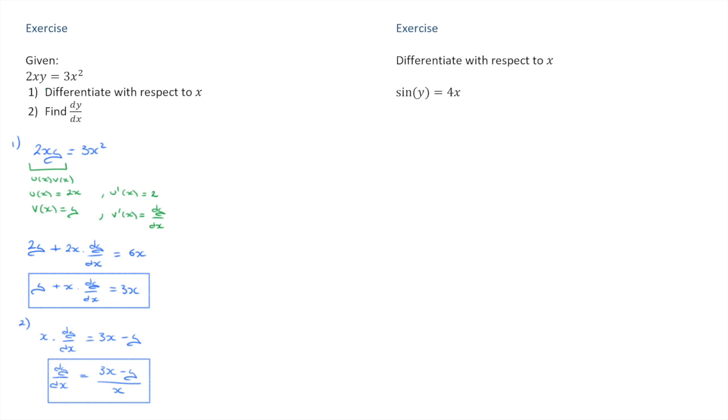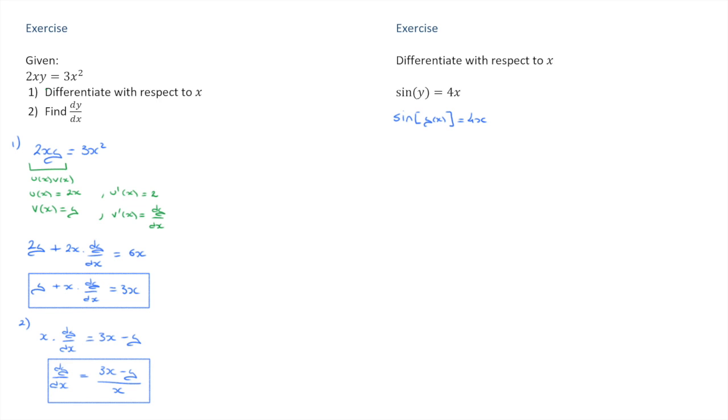The second example we're given, we're asked to differentiate with respect to x again, the expression sine of y equals 4x. Now to begin with, let's just rewrite this, replacing y by y of x, as follows. That's sine of y of x equals 4x. Now the reason why we do this is this really highlights the fact that y should be treated as a function of x, and now we can see quite clearly that on the left-hand side we're dealing with a composite function, that's sine of y of x.